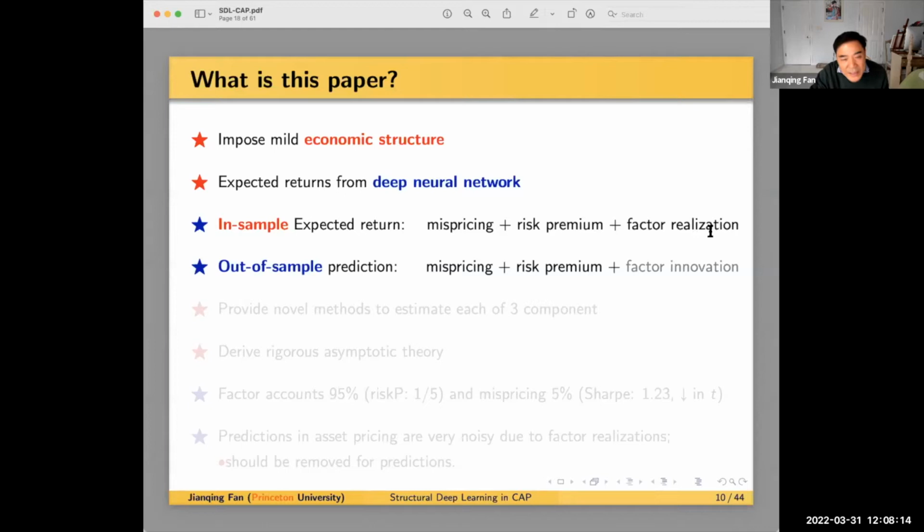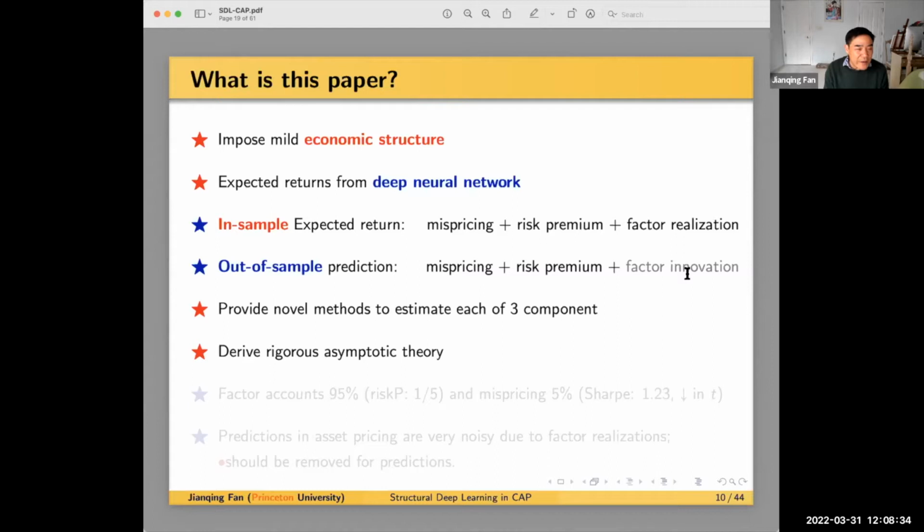For out-of-sample, of course, you never see the factor realization. You get another component called factor innovation. And we provide new methods to estimate each of these three components. We are also able to derive some rigorous asymptotic theory.